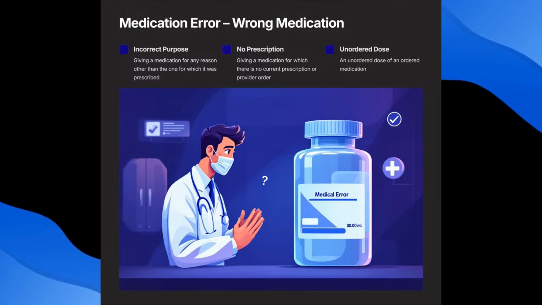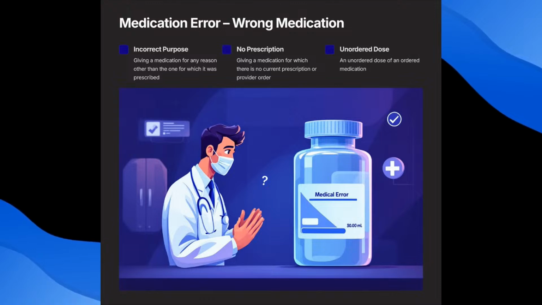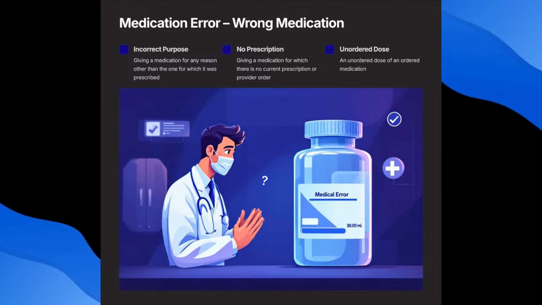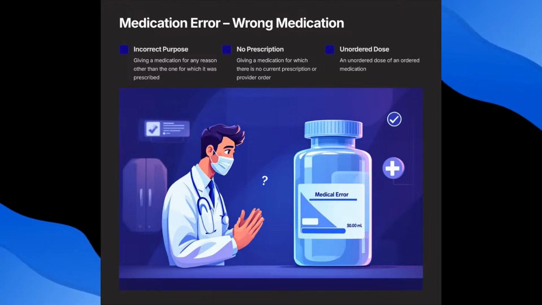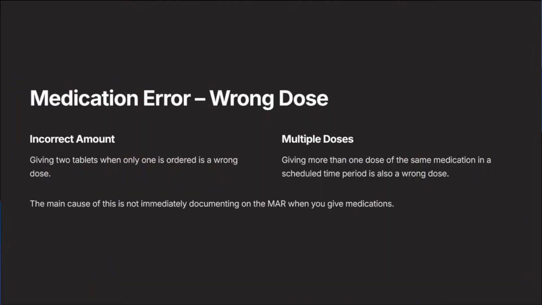If you give a medication without prescription, even if it's an over-the-counter, that's also a medication error, because giving a medication for which there is no current prescription is against protocol. And then an unordered dose. So if you decide just to give them an extra dose of medication because you just have it there, that's also a medication error. So be very careful. Take your job seriously.